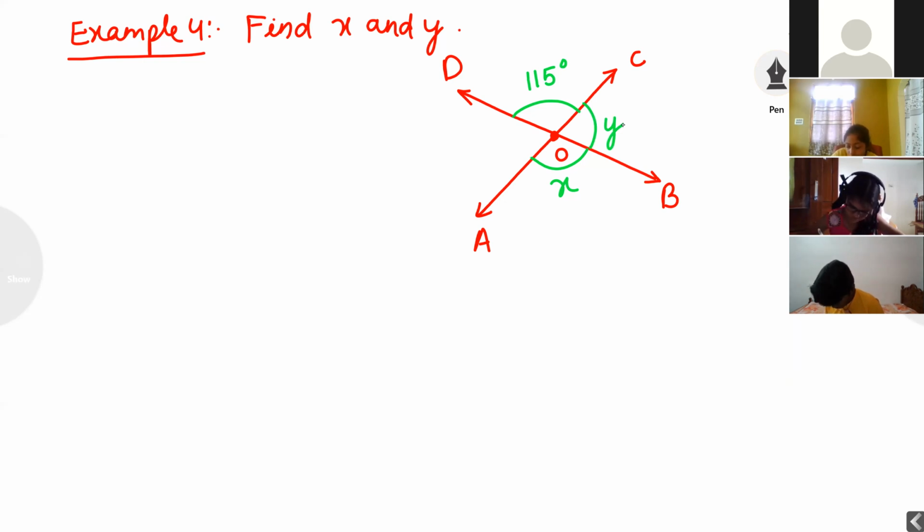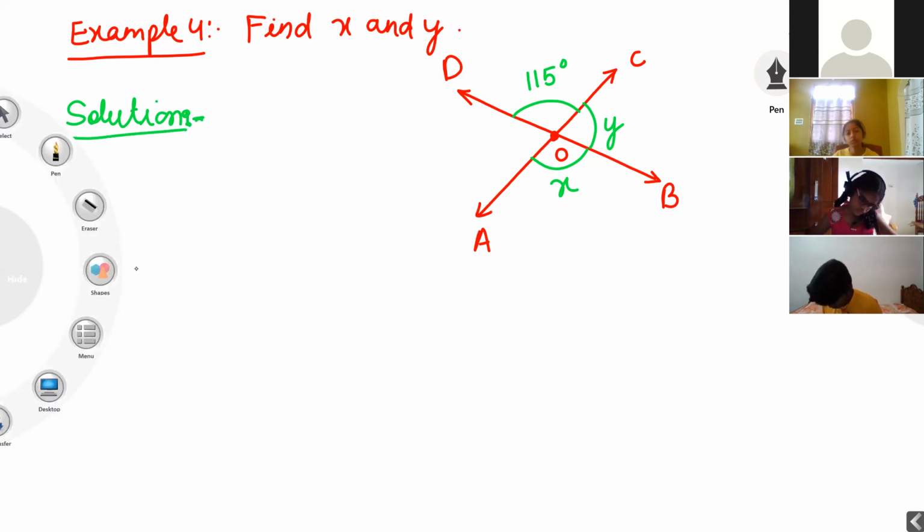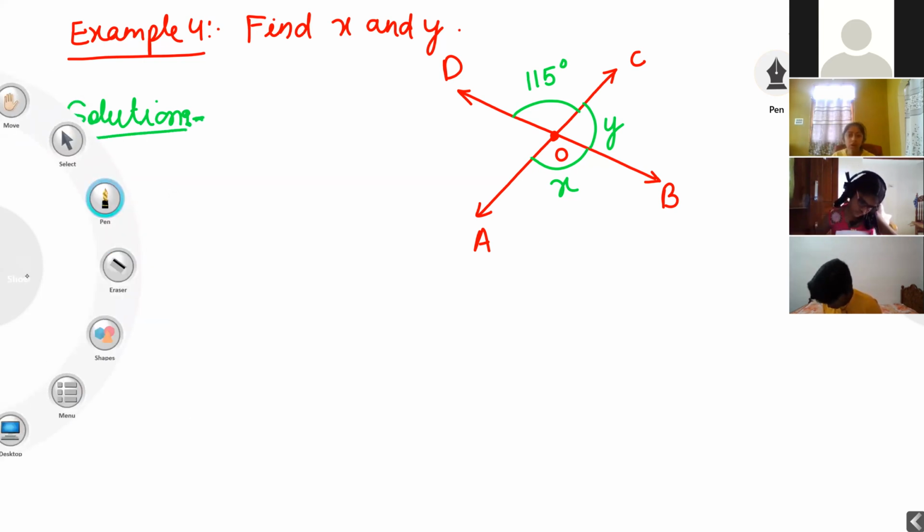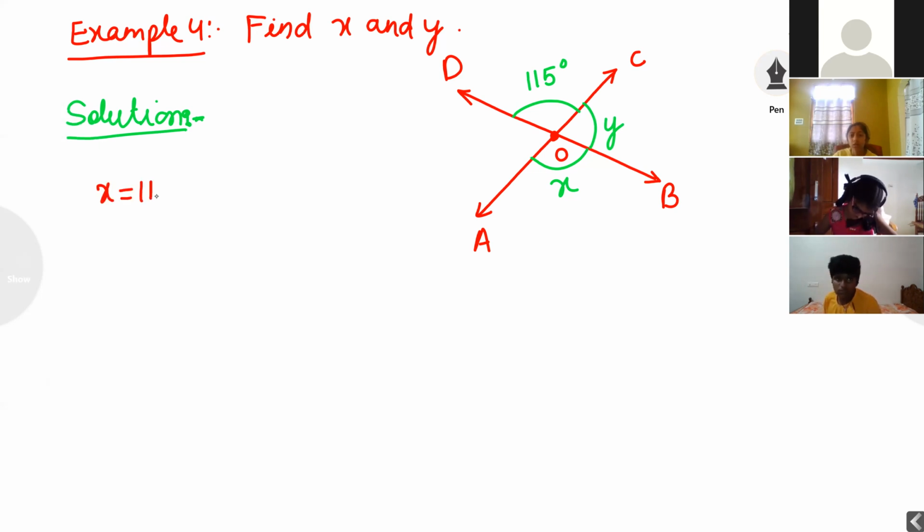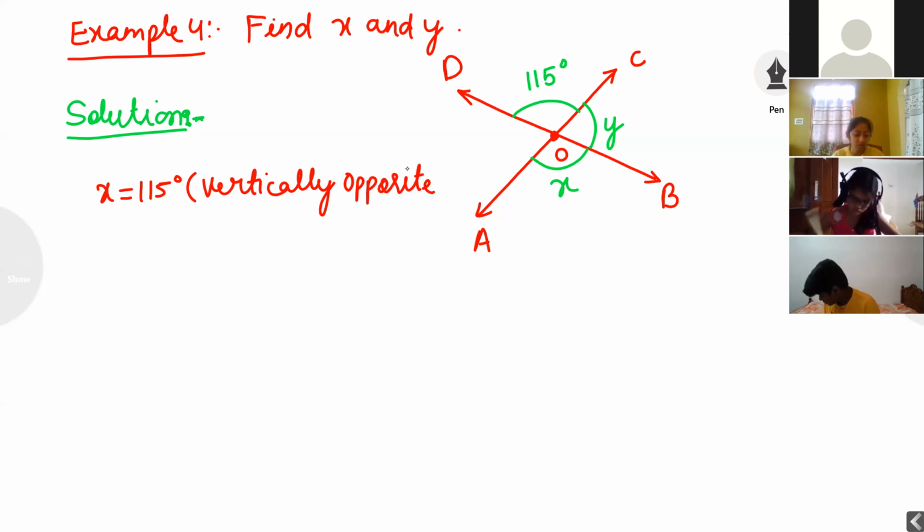Very simple question. X is opposite to 115. X is equal to 115 degrees, y vertically opposite angles. And how to find y?